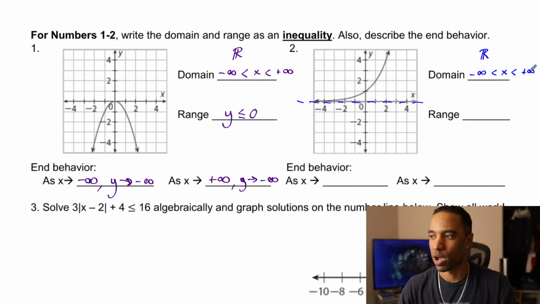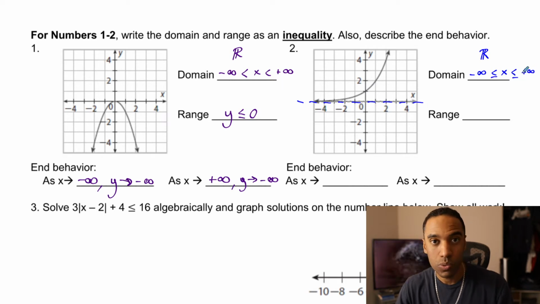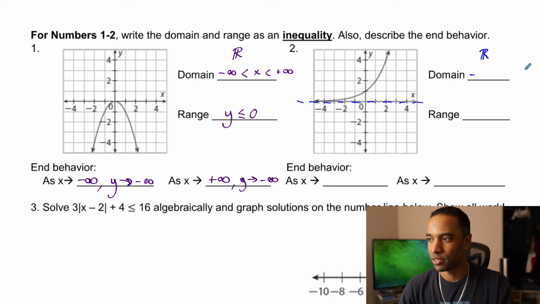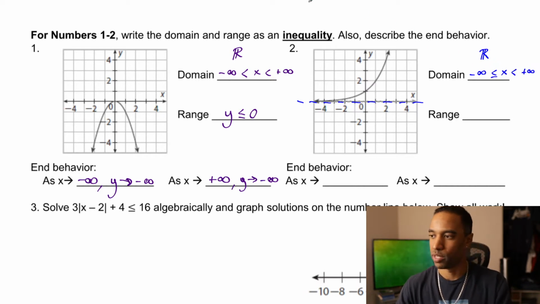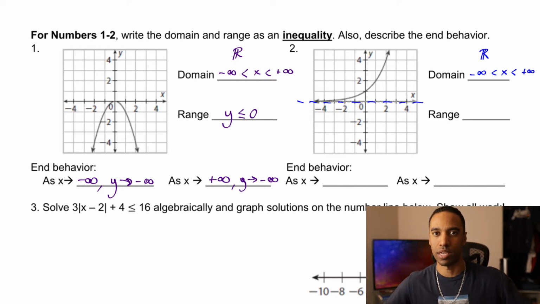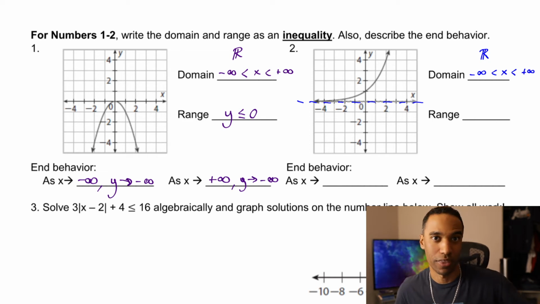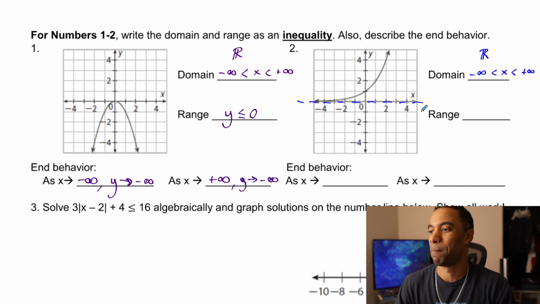You might be wondering why I'm not putting the greater than or equal to's, things like this. Because we don't reach infinity or negative infinity. Those aren't numbers. They are just endless bounds that we approach. x will always be greater than negative infinity because we can't ever reach negative infinity.